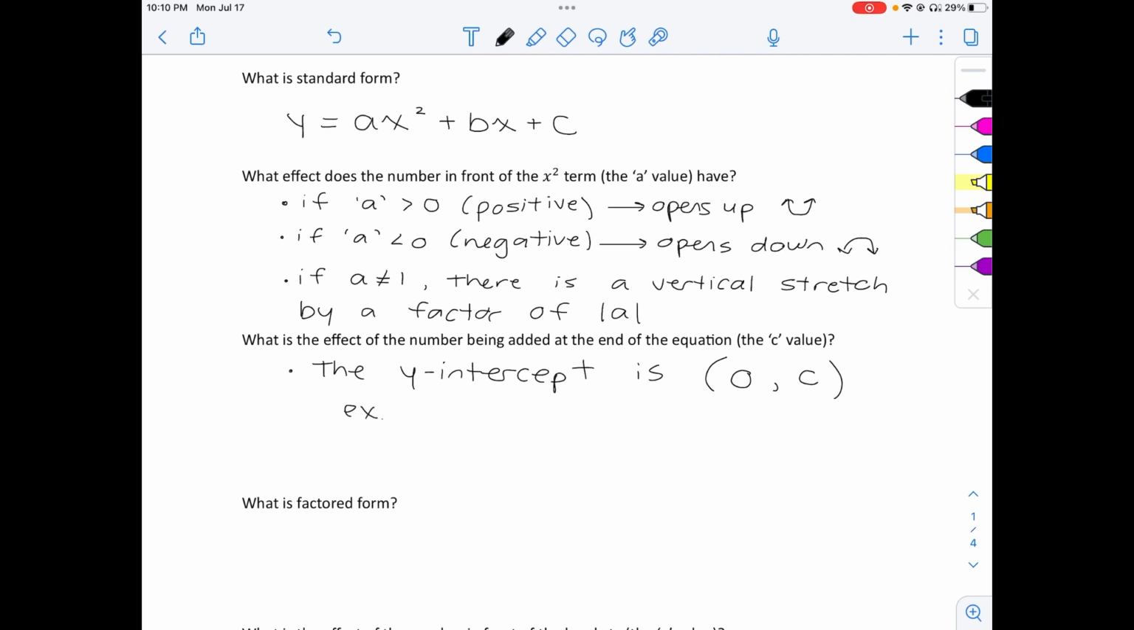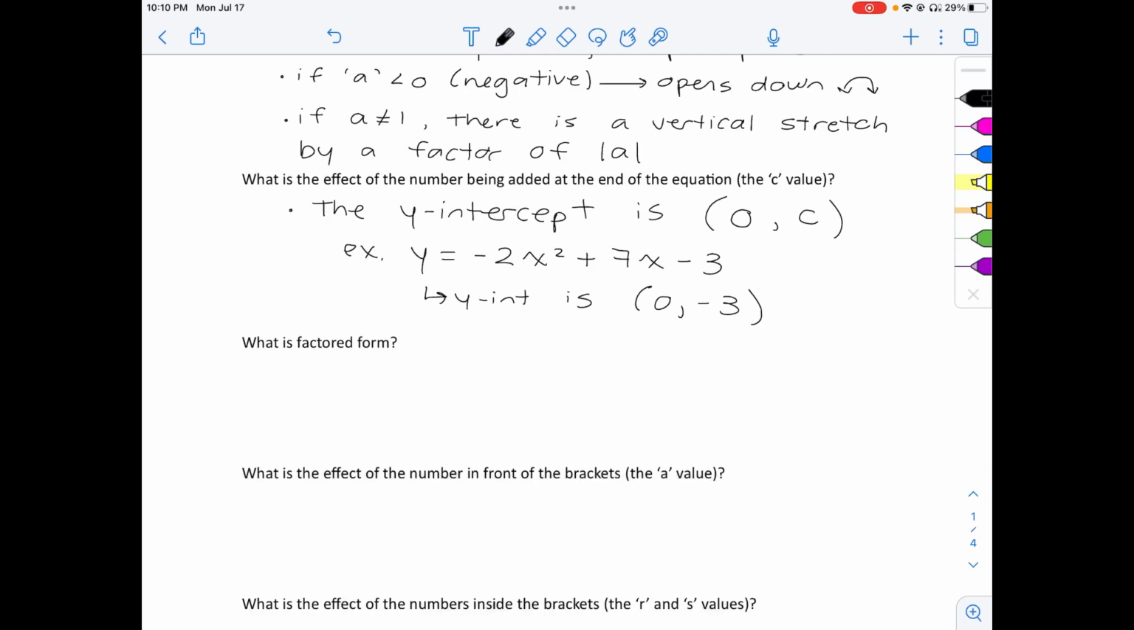Okay, so for example, if your equation is y equals negative 2x squared plus 7x minus 3, then the y-intercept would be (0, -3). Okay, so similar to when we have slope-intercept form of a line, that last number, the b value that's at the end, tells you the y-intercept. In this case, it's the c value, the number that's by itself at the end of the standard form equation. So that's the second form, and the third and final form of a quadratic relation is called factored form.